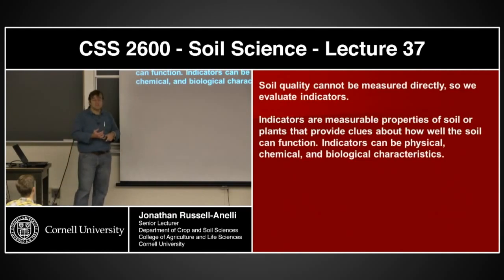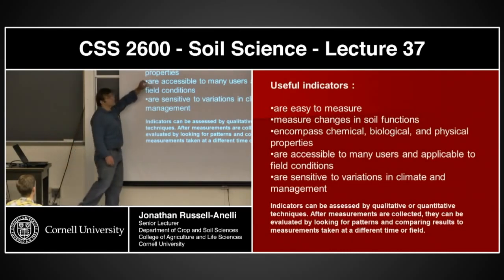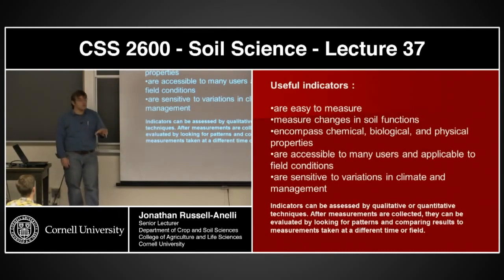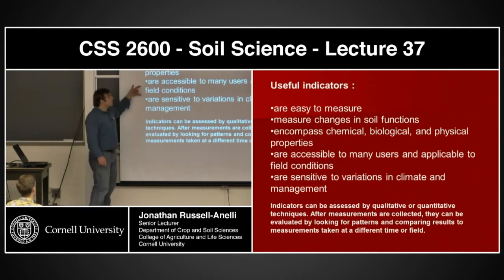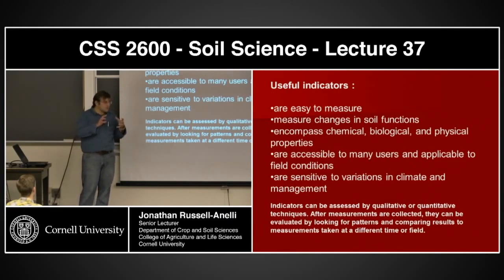Indicators can be physical, chemical, or biological. Useful indicators are going to be things that are easy to measure. They're going to measure changes in a soil's function. They're going to encompass all of these different properties. They're going to be accessible to many users. It's not going to be this very small group of people that know how to do this. And they're going to be applicable to field conditions. They're going to be sensitive to variations in climate as well as management. Okay, that's what these indicators need to be.